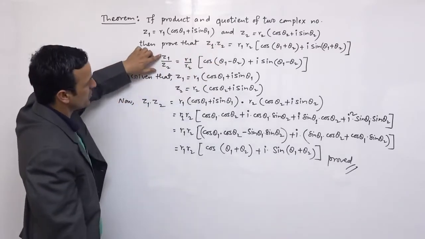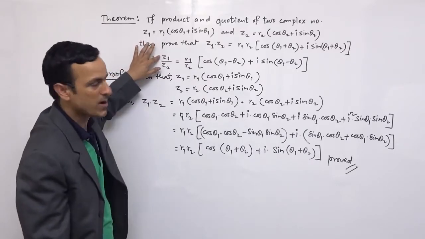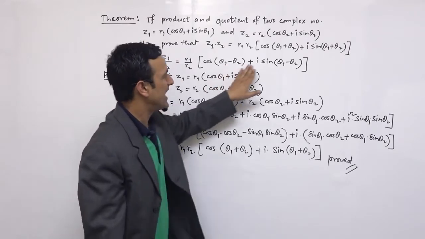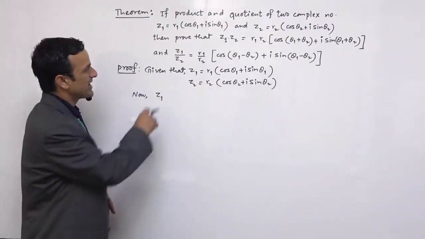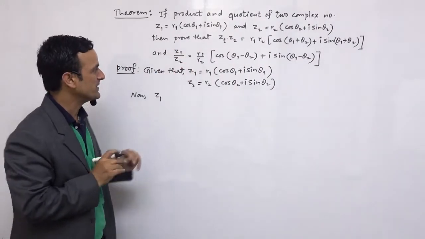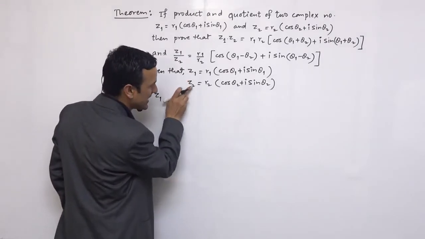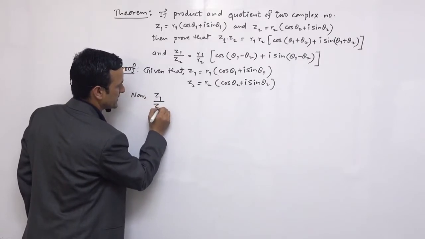Similarly, now we are going to show the division of these two complex numbers, Z1 by Z2, and this is the relation. Now let's see the division case, Z1 upon Z2. Now we have Z1 and Z2 over here. So this and this. Now division.